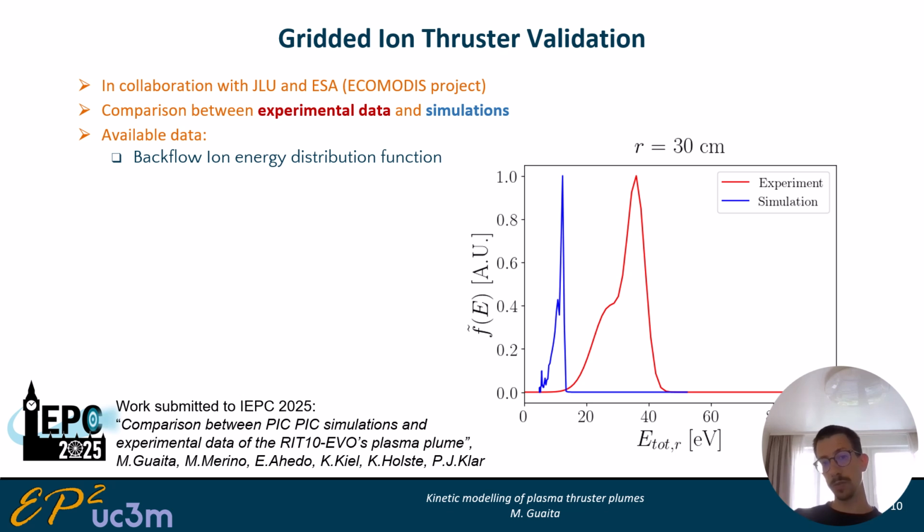And we also know, I'm not showing this here because I would need much more time, that the simulations predict the trends of this IEDF. So if we increase the background pressure, we see that the energy decreases, both in simulations and experiments. If we change the thruster potential, the simulations predict correctly the way in which the VDF moves. So qualitatively, we have a very good prediction.